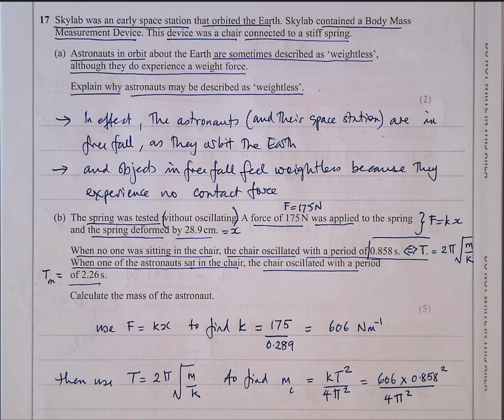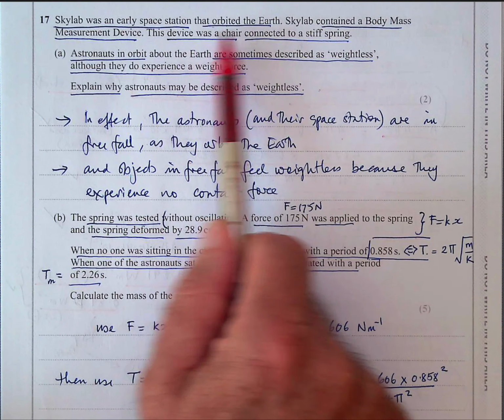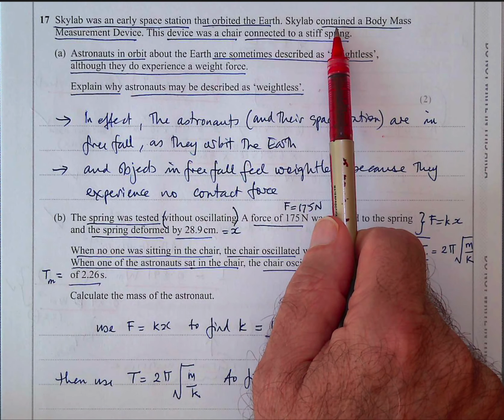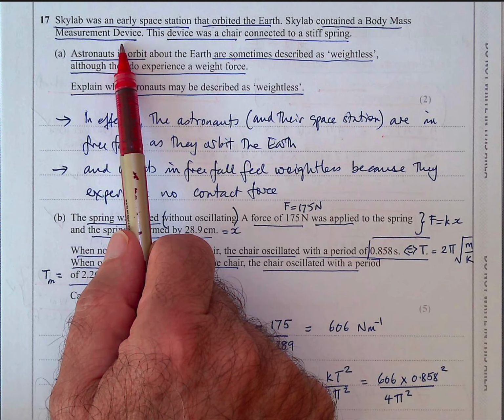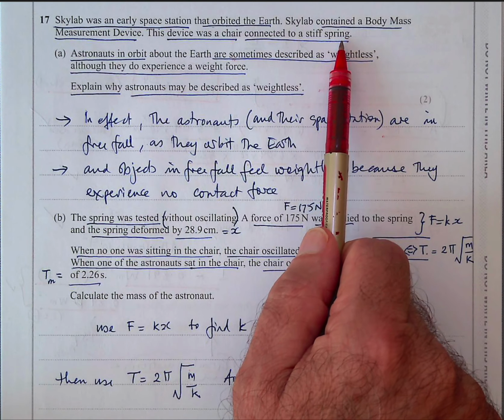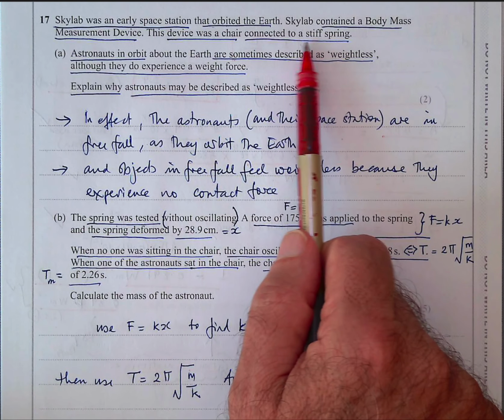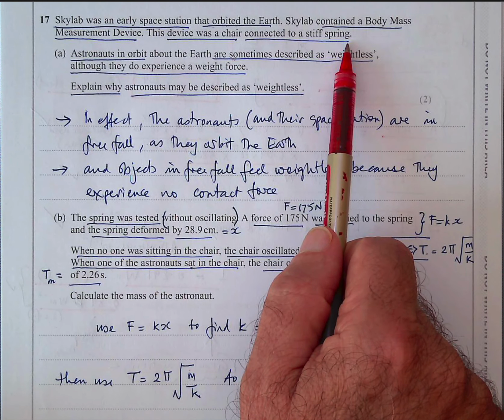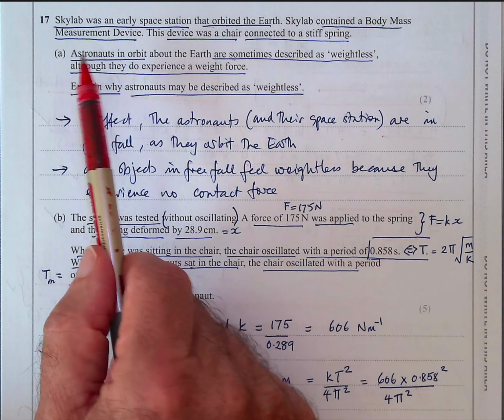Okay, so the next question is question 17. Skylab was an early space station that orbited the Earth. Skylab contained a body mass measurement device. The device was a chair connected to a stiff spring. Okay, so we're basically using spring knowledge, so that'll be Hooke's law, things like that. So you're just thinking ahead.